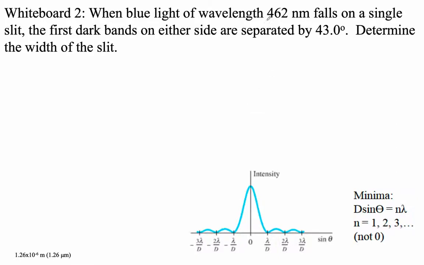When blue light of wavelength 462 nanometers falls on a single slit, the first dark bands on either side are separated by 43 degrees. So this angle from here to here is 43 degrees, right? So the angle from here to here, that theta, is 43 divided by 2. Is that 21.5 degrees? I feel like I need to do that, right? Because I need a right triangle in here.